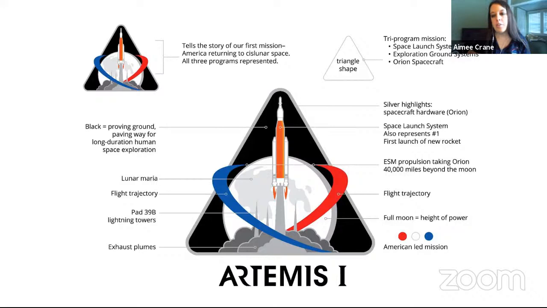We're actually testing out the rocket and the spacecraft to make sure everything works before we send humans on Artemis 2. So how this one's different, we've got the moon. We've got the red, white, and blue. This one's kind of interesting because we chose a triangle shape.